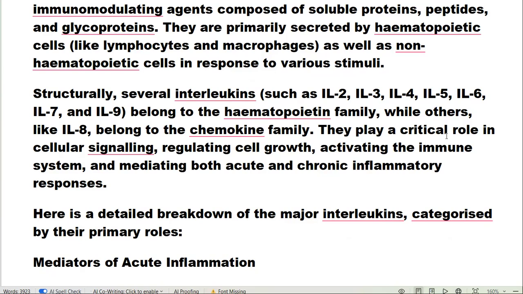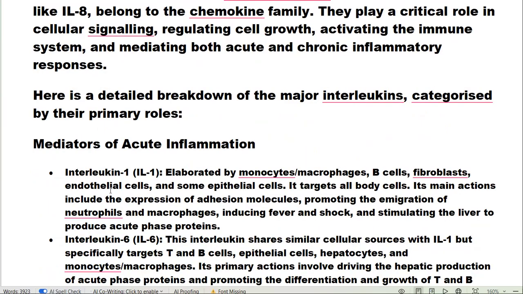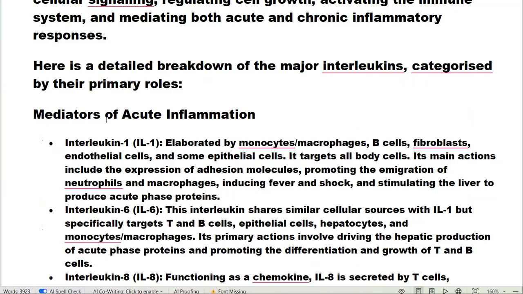They play a critical role in cellular signaling, regulating cell growth, activating the immune system, and mediating both acute and chronic inflammatory responses. Here is a detailed breakdown of the major interleukins categorized by their primary roles.